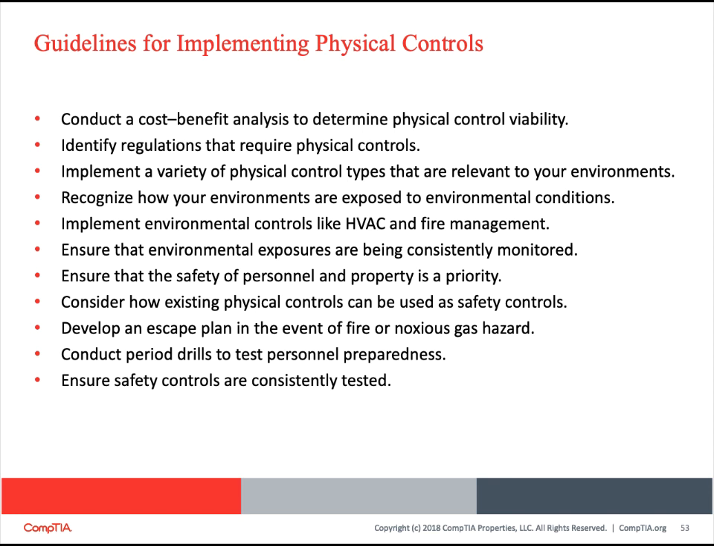Develop an escape plan in the event of noxious gases or fires. Our employees probably need to know the quickest way out of the building in that case. And conduct periodic drills to test personnel preparedness. We need to make sure that our personnel are prepared to leave in the case of an adverse event, and that they've covered everything they need to do. Maybe somebody needs to be in charge of this event. That way, we're making sure that all of our people aren't running around like their heads are cut off, basically. And then we want to ensure that safety controls are consistently tested.